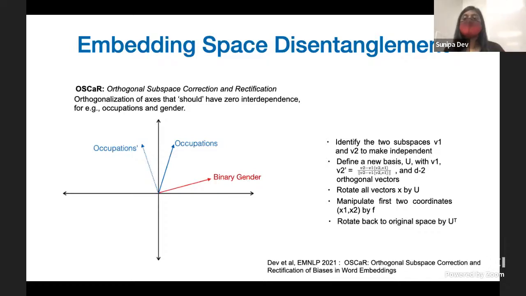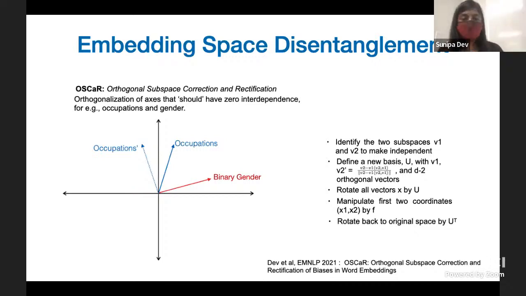And the way we do it is that we first identify these two subspaces, then we define a new basis. So the dotted line for occupations is where it would finally lie. This orthogonalization thus enables any point along each of these two axes to be forced to be orthogonal. So if we imagine there were points along the red and the blue axis, they are now orthogonal. But of course, no points actually lie along any axis, right? They're all distributed in the space.